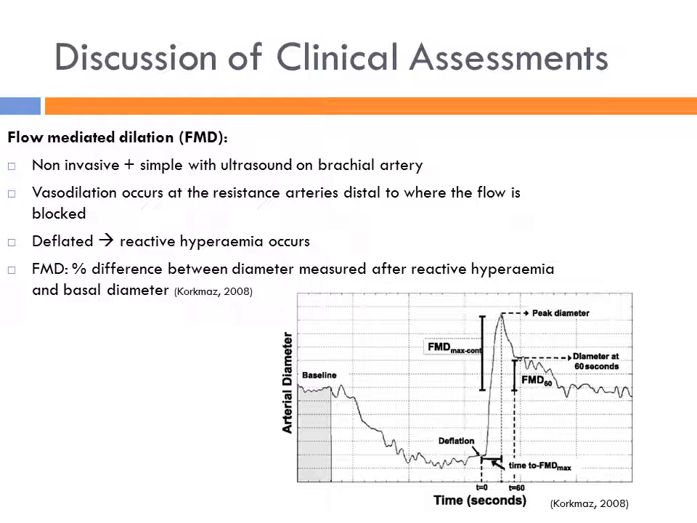As a response, vasodilation occurs at the resistance arteries, distal to where the flow is blocked. Once deflated, a reactive hyperemia occurs. What is measured as flow-mediated dilation is the percent difference between the diameter measured after reactive hyperemia and the basal diameter. It is important that prior to using flow-mediated dilation for evaluation purposes, that measurement technique and values are standardized.